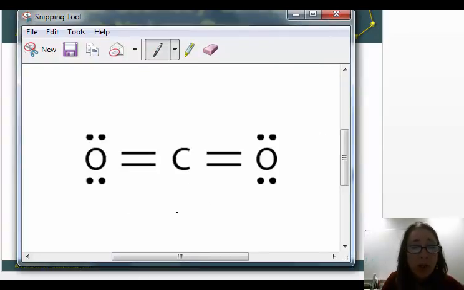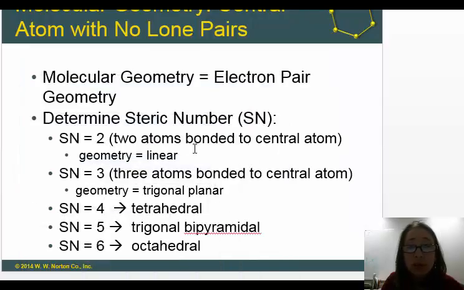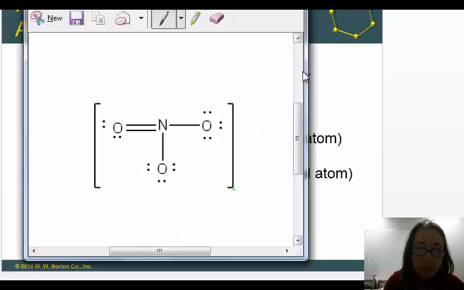Okay, let's look at the Lewis dot structure of carbon dioxide. We notice our central atom of carbon has no lone pairs. So it has 2 atoms bonded to it, so it has a steric number of 2, and its geometry is going to be linear. Here's a Lewis dot structure of, there should be a -1 up here, the nitrate polyatomic ion. We notice our central atom, nitrogen, has no lone pairs, and it has 3 atoms around it. Therefore, we know it has to be trigonal planar, with bond angles of approximately 120.